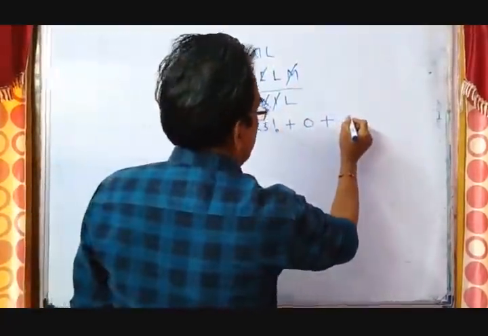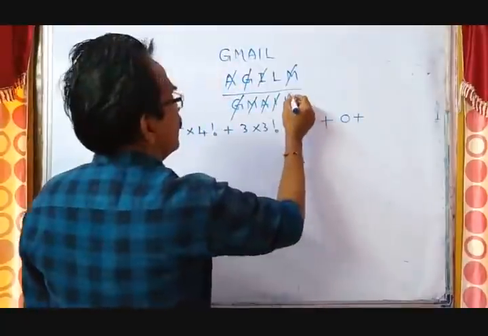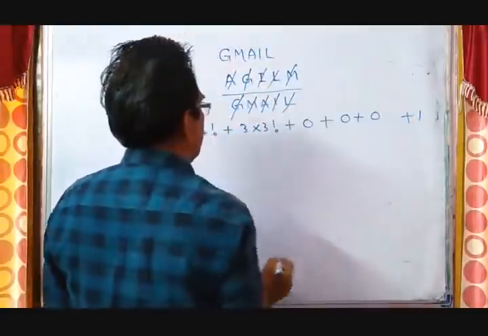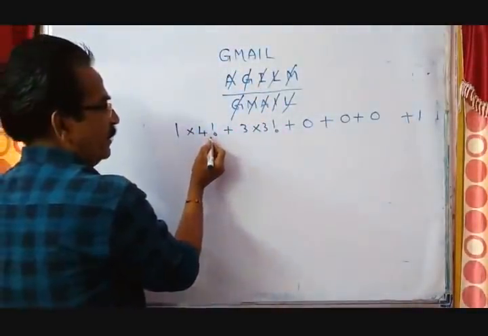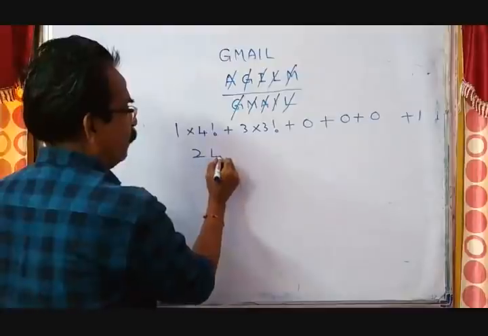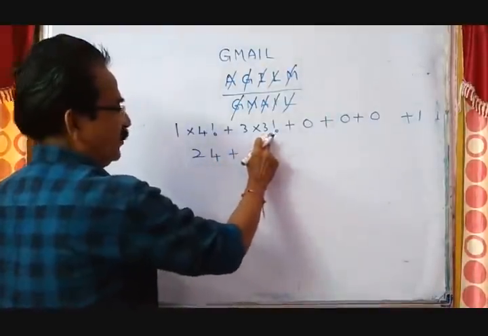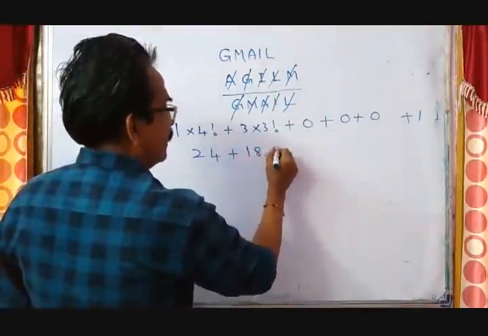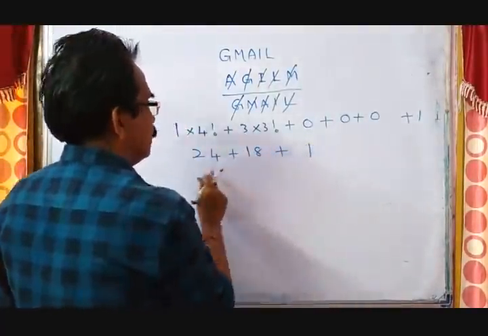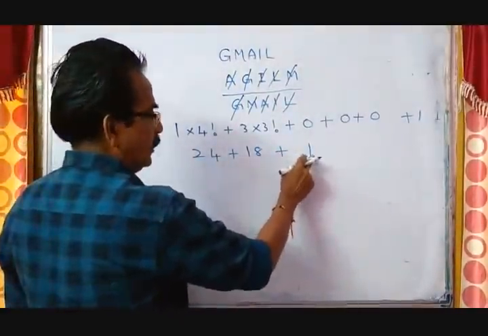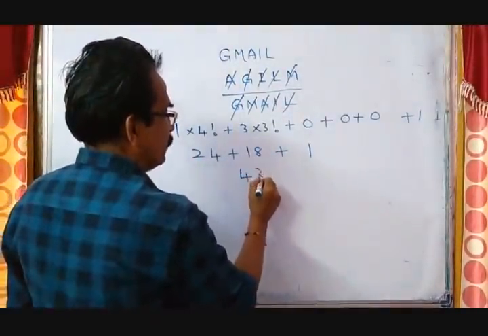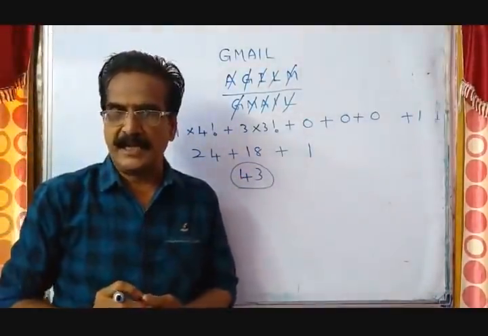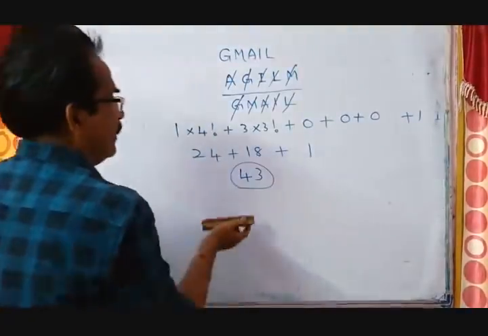I. No letter is remaining to the left of I, plus L. That is also 0, plus 1. So 4 factorial 24 into 1, 24, plus 3 factorial 6 into 3, 18, plus 1. So 24 plus 18, 42. 42 plus 1, 43. So the rank of the word Gmail is 43. Okay friends, let us see one more example.